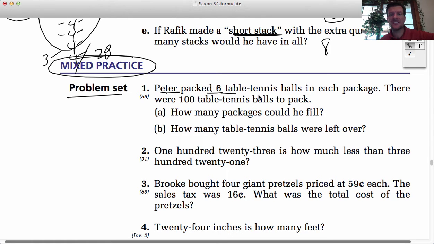Peter packed 6 table tennis balls in each package. There were 100 table tennis balls to pack. So this is already the lesson that we just talked about. You're going to take the 100 table tennis balls and pack them into packages that hold 6. So you're going to take your 100 and divide by 6, and then you should be able to answer those two questions.